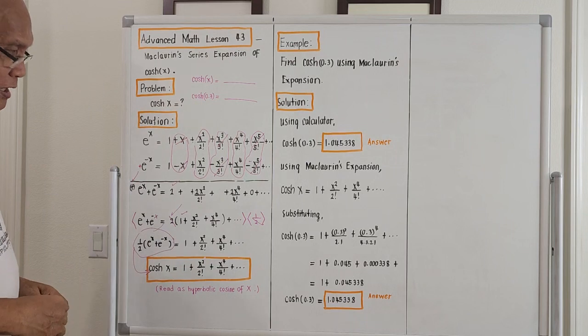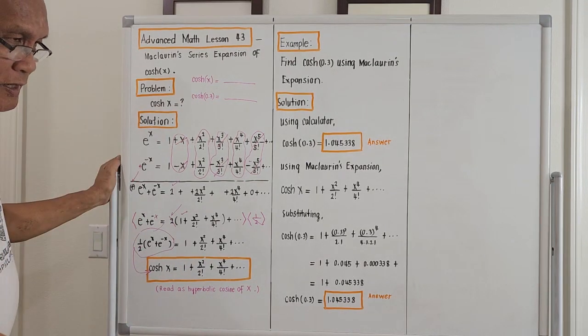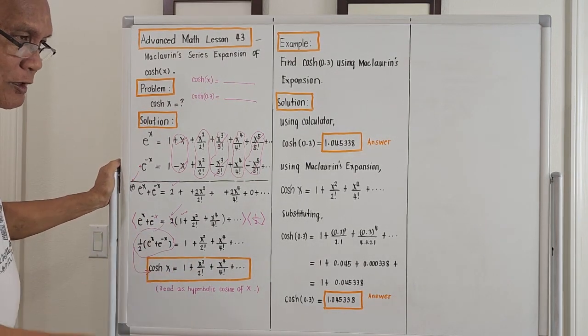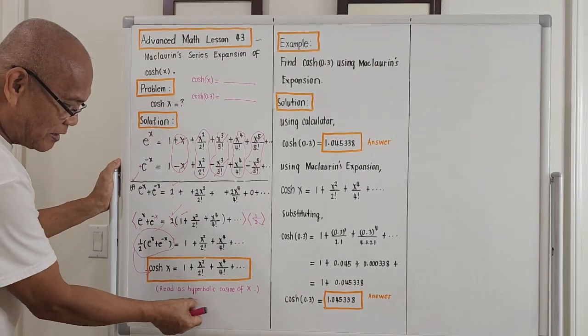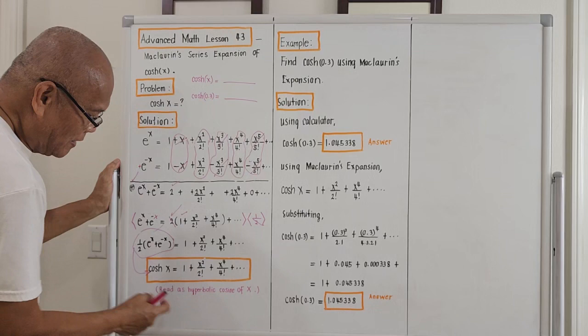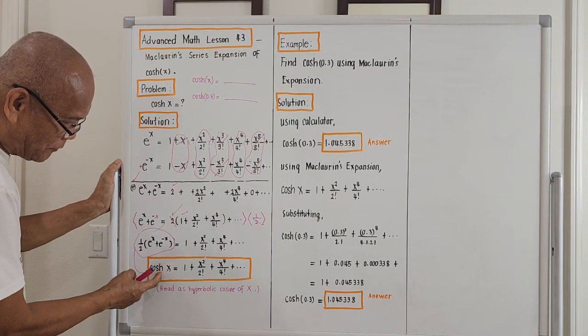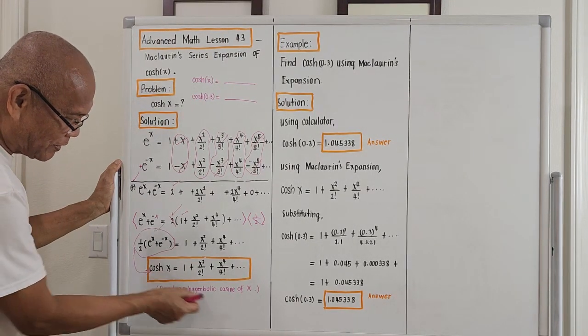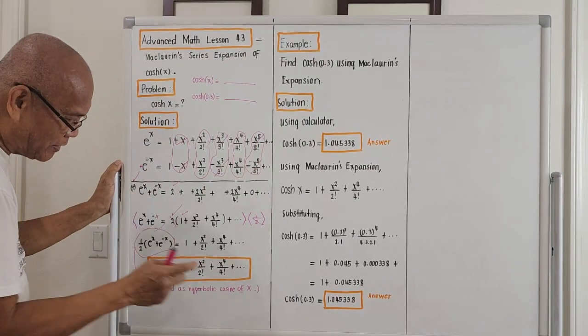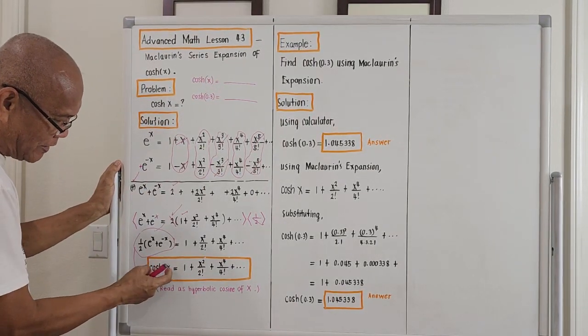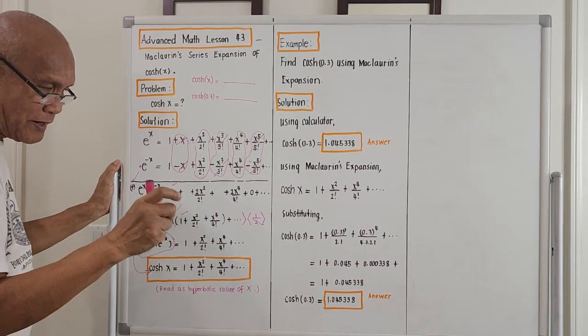Okay, so in general now, the general equation on how to take the value of hyperbolic cosine. This is read as hyperbolic cosine of x. This h here refers to hyperbolic, and this cos here refers to cosine. So if we try to read this one, it will be read hyperbolic cosine of x. That's the proper way on how to read it.